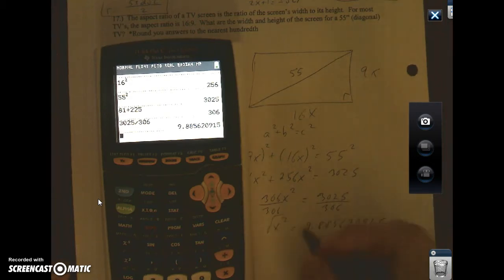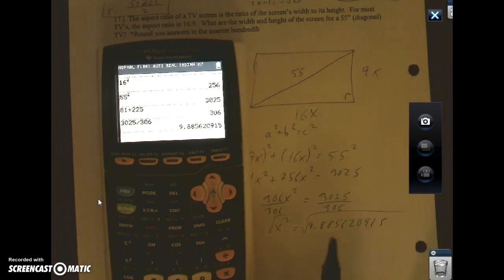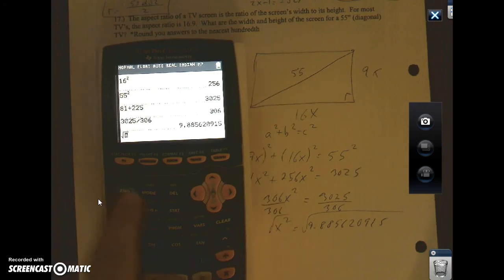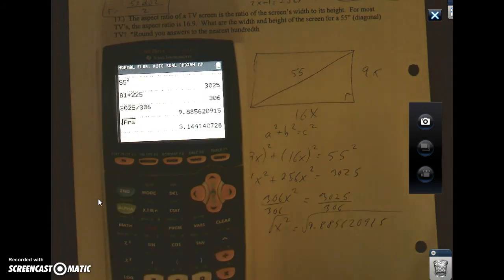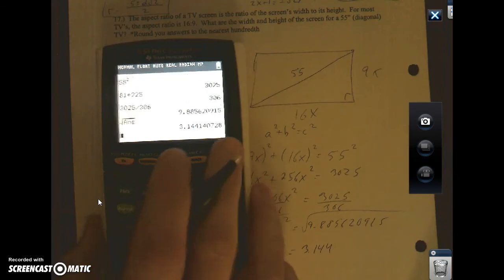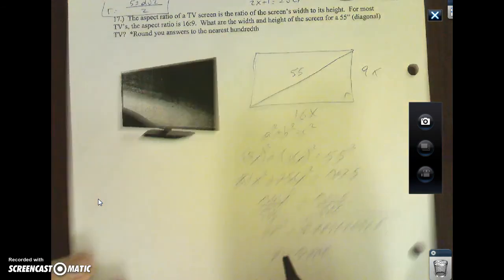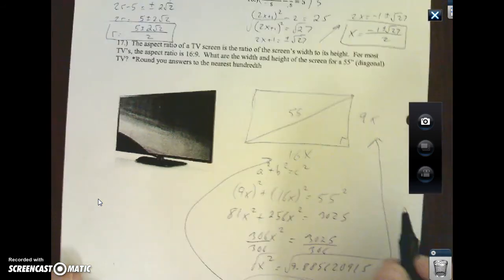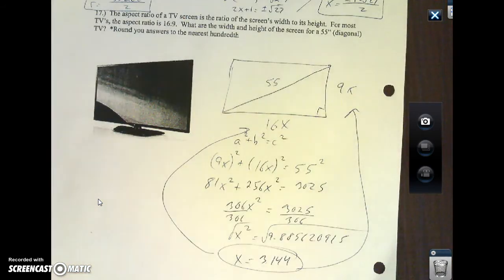I have to square root right, left, and right. Do not round this answer. I'm not done yet. So I'm going to hit second square root, second answer. Here's my answer. X equals 3.144. Okay, now you can round it. And I'm not totally done yet. You're going to take this and plug it back into 16x and 9x to get your width and your height.